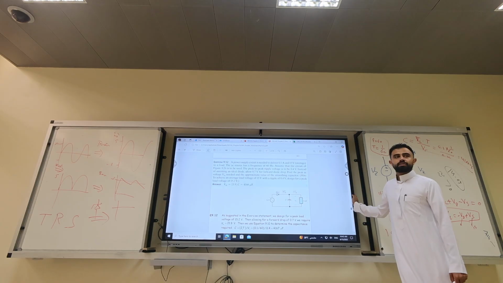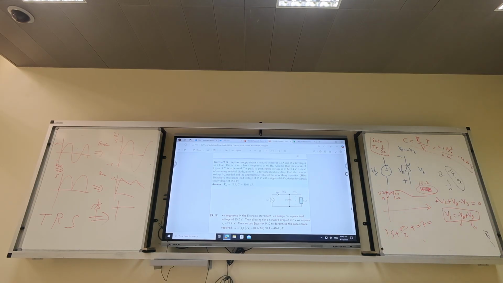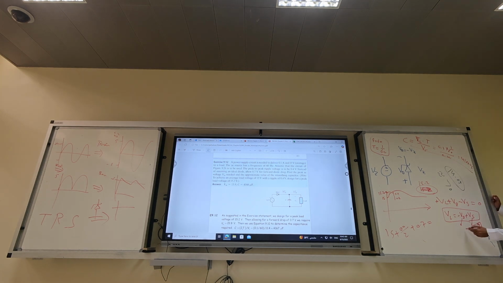Get it now? So you're actually designing for VS. VS is not 15, it is 15.9. 15.9 minus 0.7 will give you 15.2, which is VL.